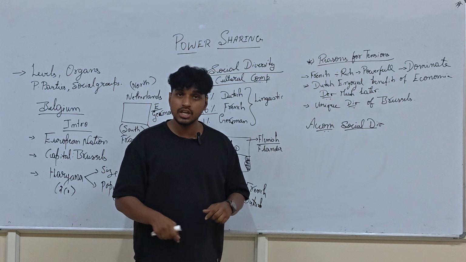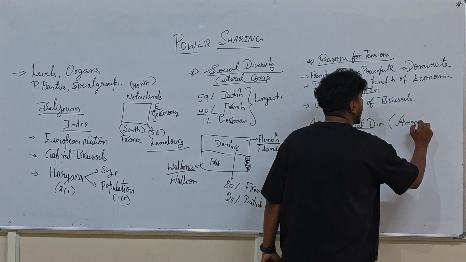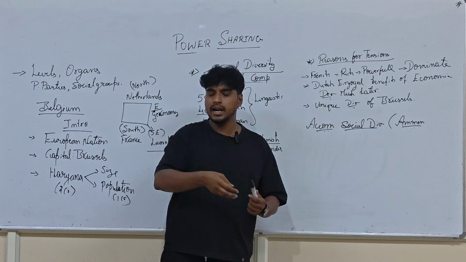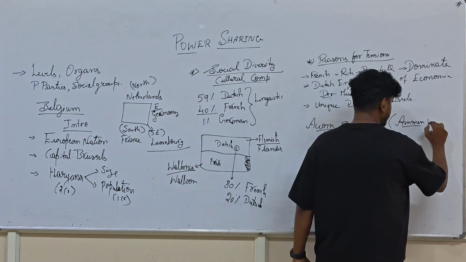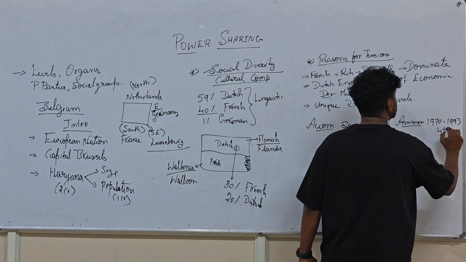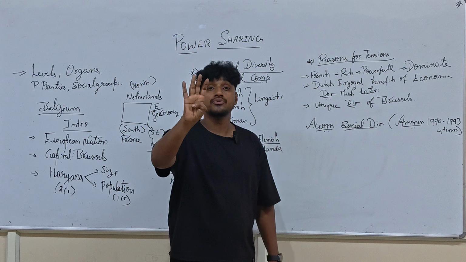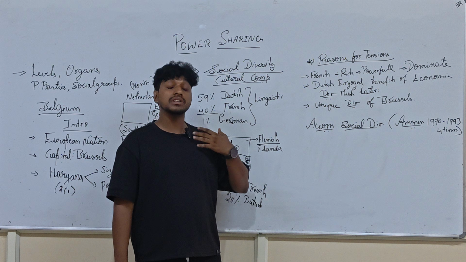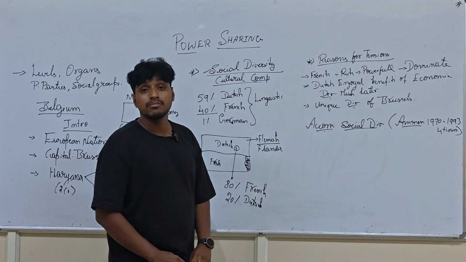To achieve this accommodation, Belgium government amended their constitution. What is amendment? Small slight modifications made in the constitution. An article might be added, an article might be removed. That process is called amendment. And from 1970 to 1993, Belgium government amended its constitution 4 times in a row, and they brought several principles, several changes in their administration. We'll learn one by one, and this will be the 5-mark question.